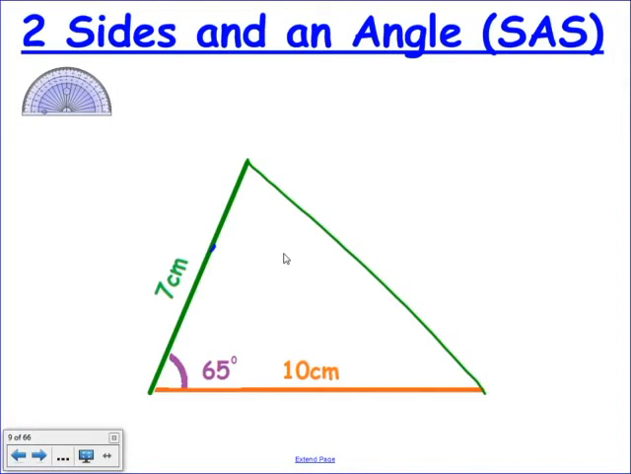When you do triangles like this, write down the information that they've given you. So they gave us 10 centimetres, they gave us 7 centimetres, and they gave us 65 degrees. You don't have to write this length down unless they ask for it. You don't have to measure the other two angles unless they ask for it. But just label it with the information they've given.